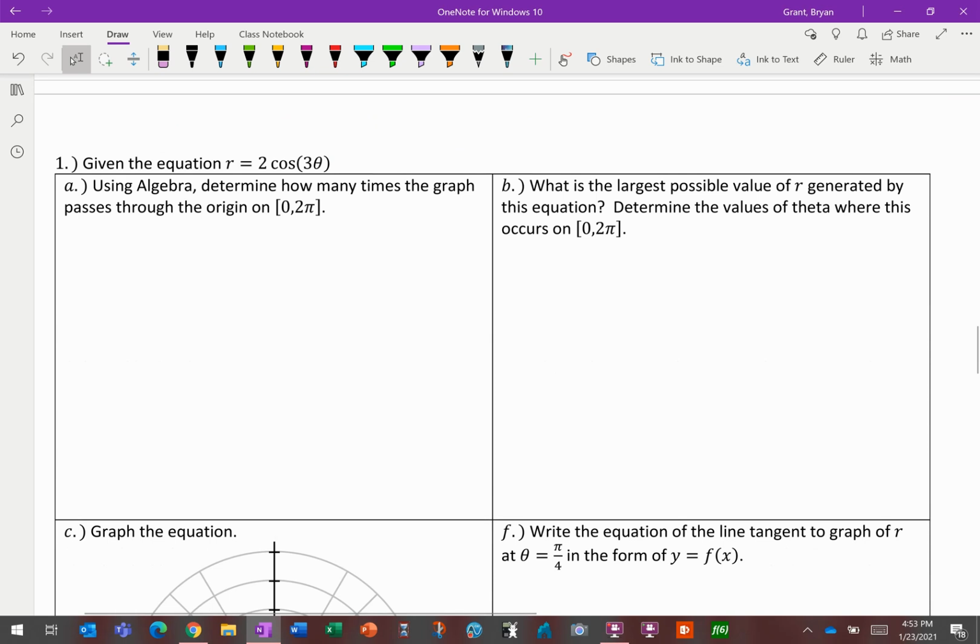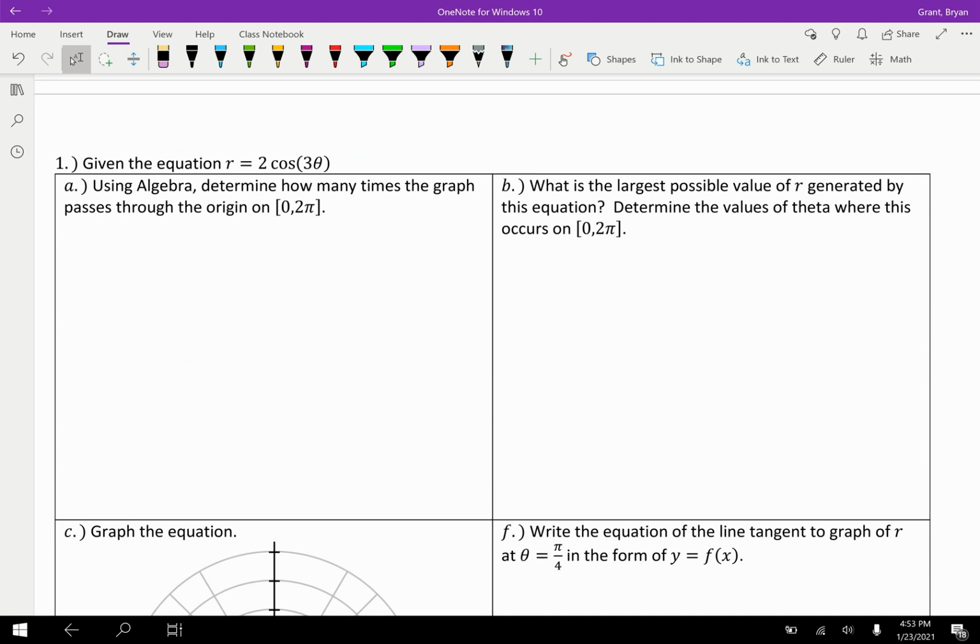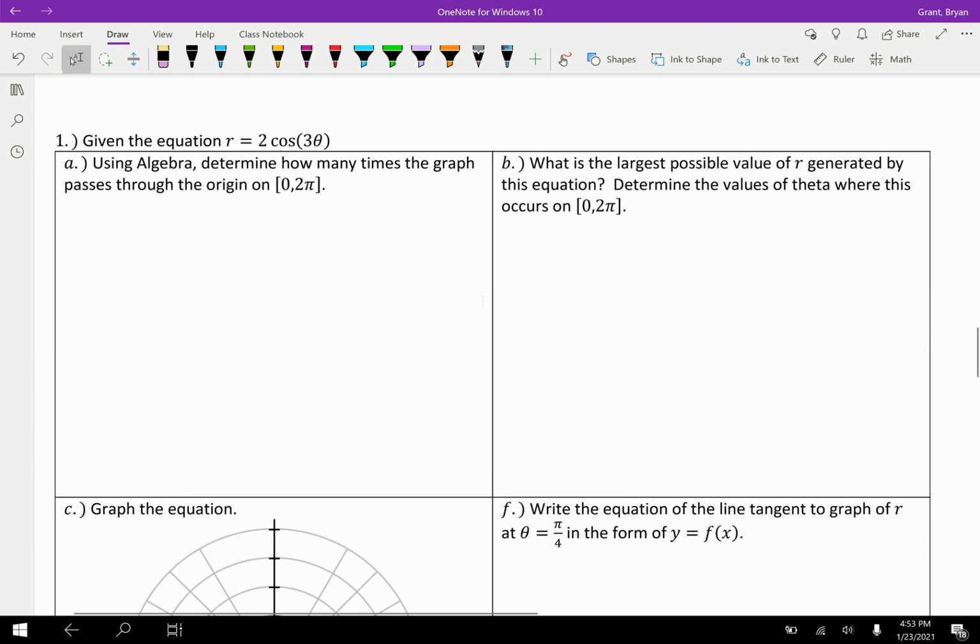Sample problem. Given the equation r equals 2 cosine of 3 theta, using algebra, determine how many times the graph passes through the origin. Okay, this is you guys. We just did something like this. So go ahead and pause me, and then we will come back together. Ready, set, go.